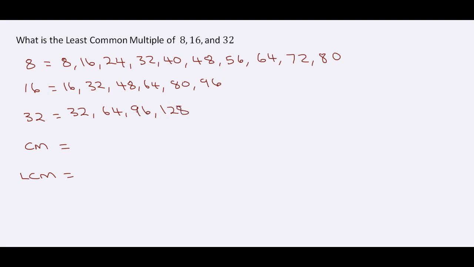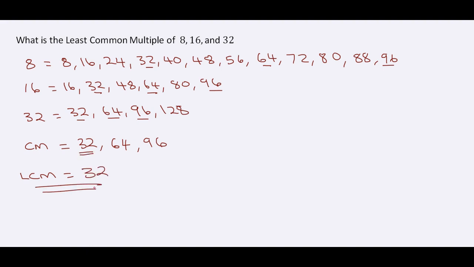So if we look at our common multiples, we can see 32 appears in all three. So 32 is a common multiple. The other one we have is 64, which appears in all three. And if we want to go further with 8, we can go by 11, 88, by 12, 96. So we have 96 in all three as well. So we have 3 common multiples. Now, of these 3 numbers, what is the smallest number? 32 is the smallest number, so it's going to be our least common multiple.